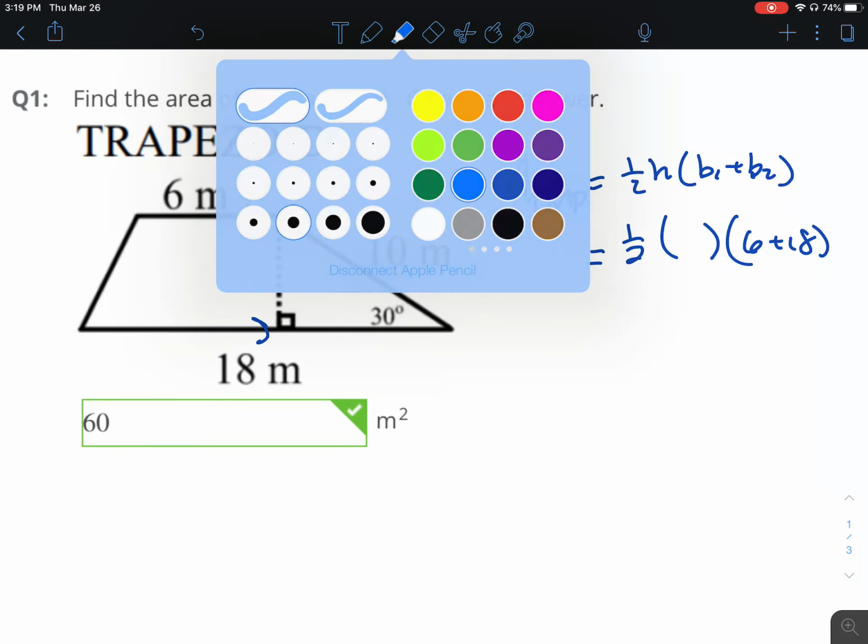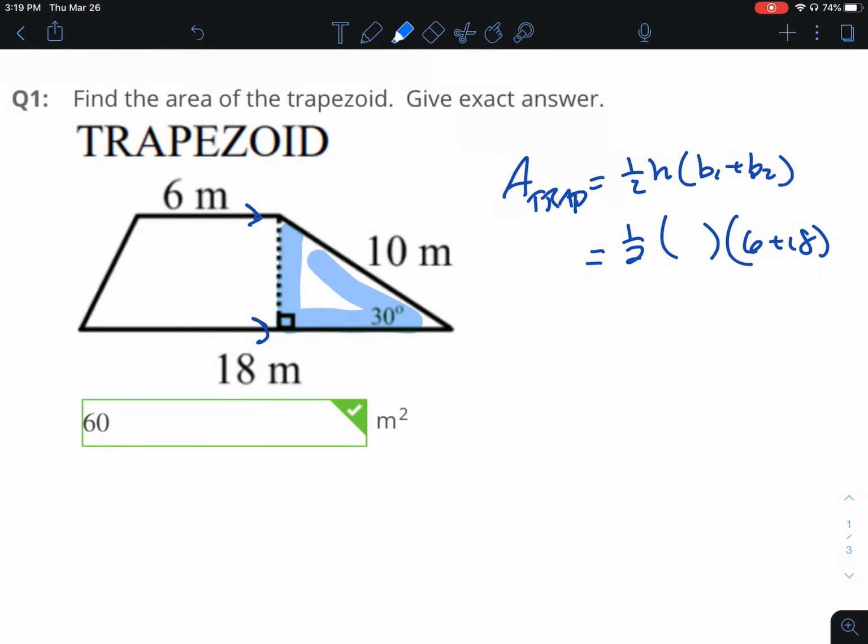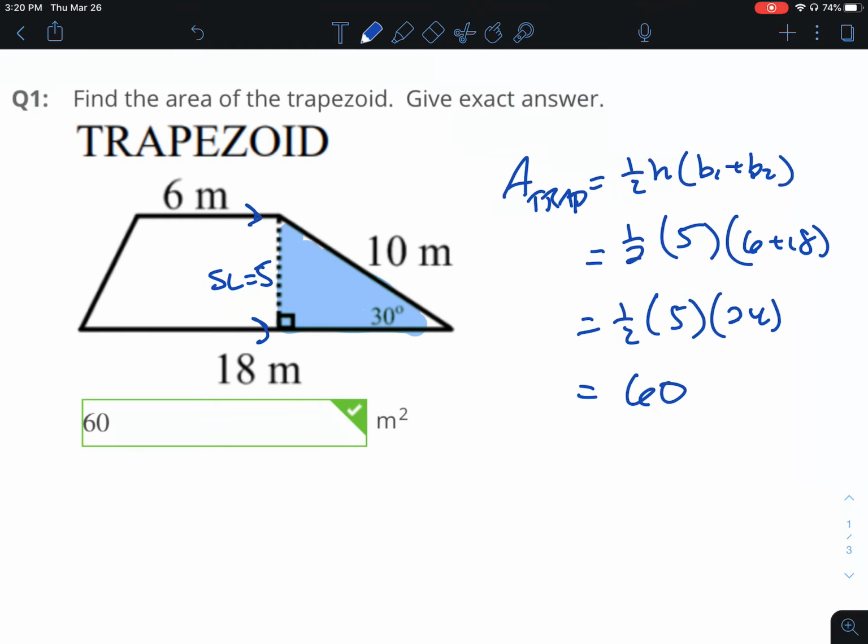Fortunately, in this triangle, it's a 30, 60, 90. And opposite 90 is 10, so the short leg is going to be half of that. That's going to make this short leg 5. So this is going to be half of 5 times 24. Half of 24 is 12. 12 times 5 is 60.